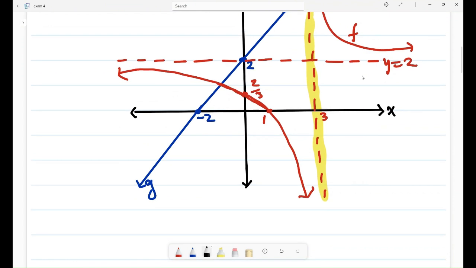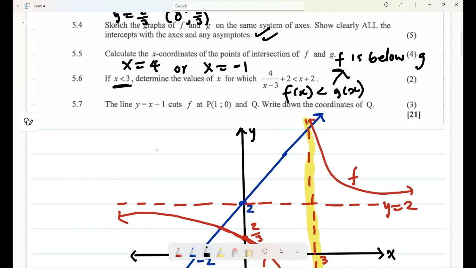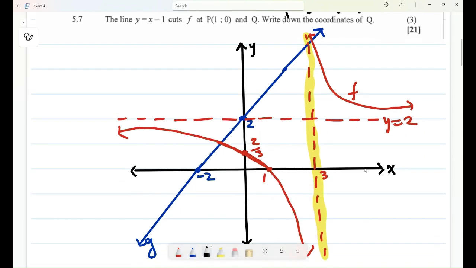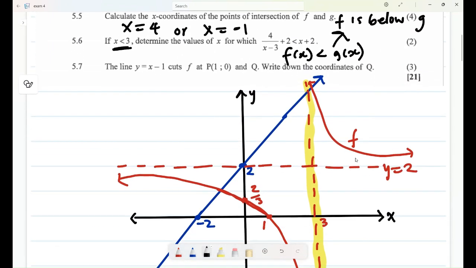So the examiner has already said where x is less than 3. If x is less than 3, you do not need to consider the other side here. Why am I saying you do not need to consider it? Because the examiner has told us that whatever the value of x is, it should be less than 3. So we should look at everything that is less than 3. All right, so let's check where f is below.